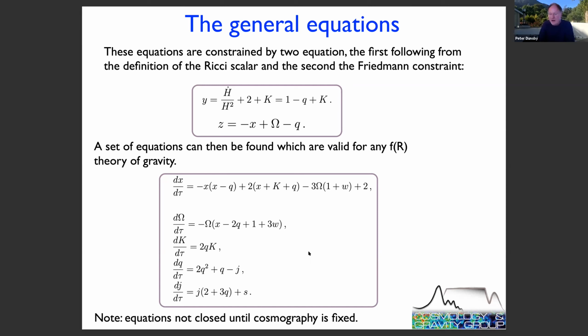But what we found in this analysis is that if one wants an exact lambda CDM expansion history, then F of R theories of gravity don't seem to be particularly well favored by looking at the large scale structure data.